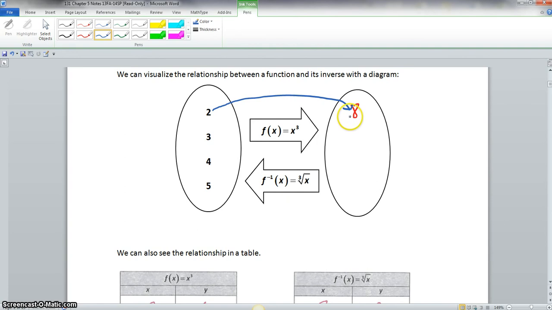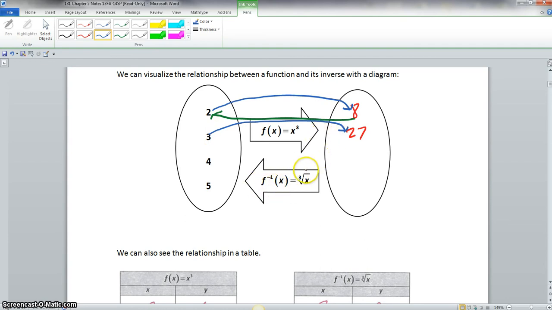Now if we want to do the inverse, which would be the cube root of x, we know the cube root of 8 will give us 2. So we will go back and using our inverse, that's what gives us 2. So now we go here to 3. Now we have 3 to the third power, which we know is 27. And we know that is our function. So we will use our function, and that gave us 27.